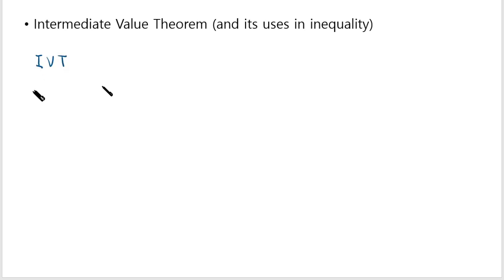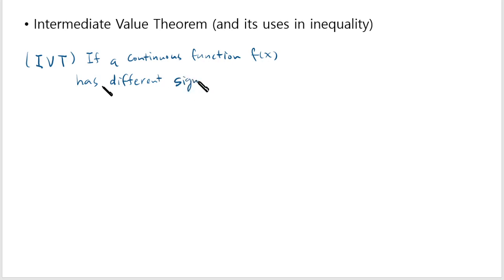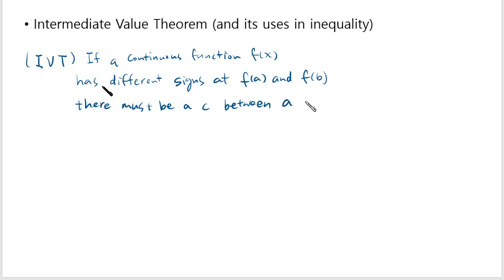My simplified version of the intermediate value theorem is often written as IVT. So IVT is the following: if a continuous function f of x has different signs at f of a and f of b, there must be a c between a and b such that f of c is equal to 0.